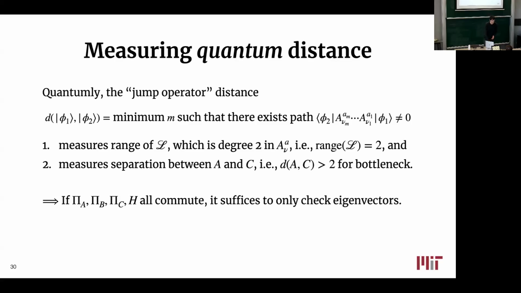Sorry, the distance you define is for 2 states, but then you said distance between A and C. What do you mean by that? Take the closest, so minimize over states in A and states in C, and then ask what the distance between those states is. Like minimize over sigma 1 in A, sigma 2 in C, the distance between sigma 1 and sigma 2. Or psi 1, psi 2, maybe the pure states.